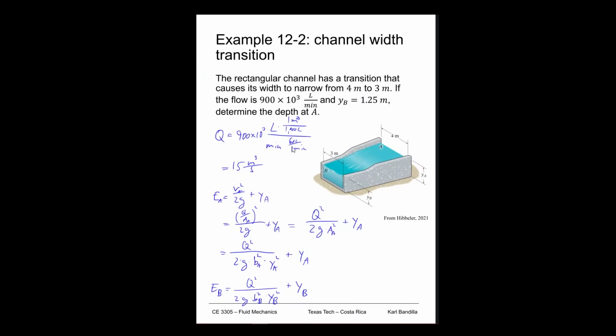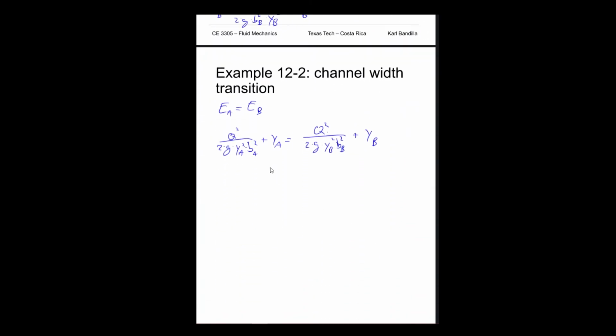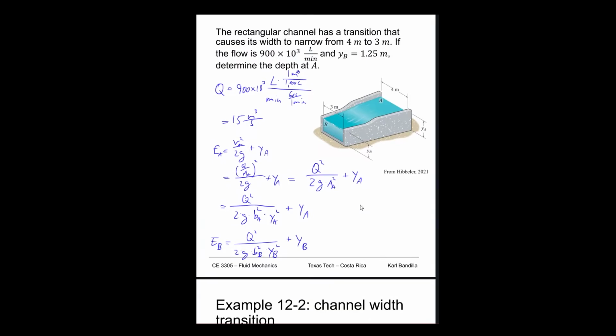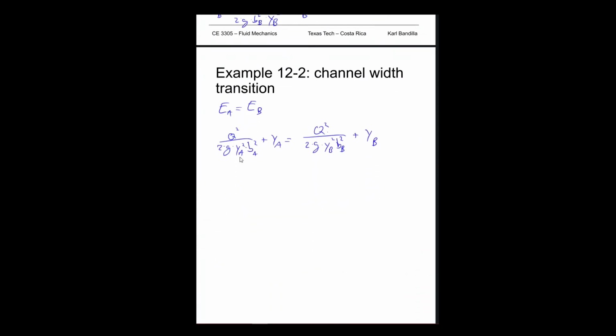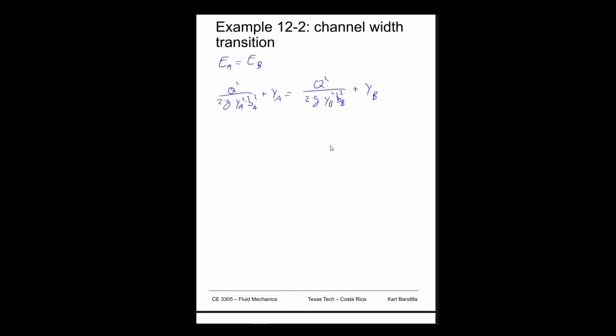All right, let's see. We are trying to find the depth at A, but we know everything else. So we know Q, G, of course. We know everything at B. We know the width at A. So the only thing we don't know is YA. We do know what YB is. So that means we can rewrite this all in terms of YA, and we can solve for that. So let's see what we get.